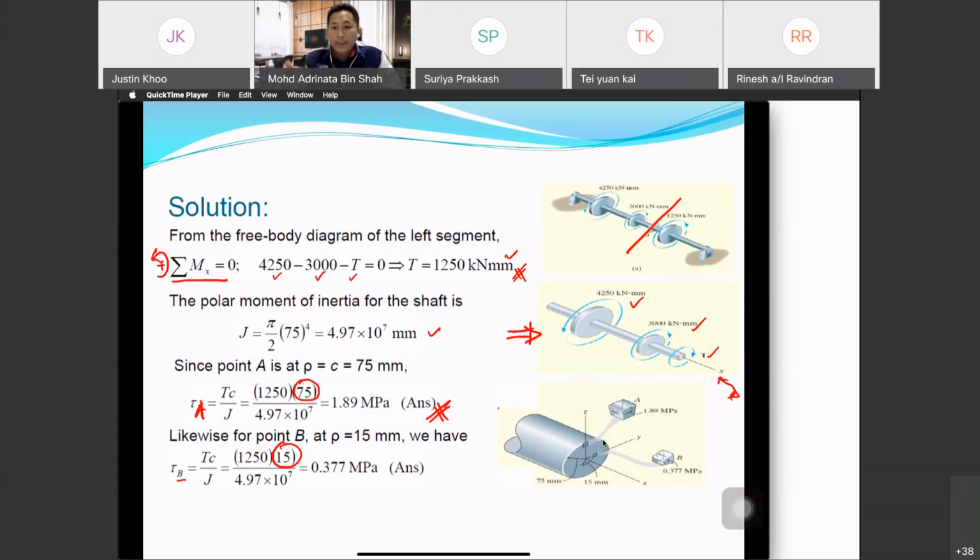As I said before, J uses the maximum radius for the whole beam. So you need to use the maximum, unless it is a hollow beam. Then you need to use the equation for a hollow beam for the polar moment of inertia. Okay, and then calculate your shear stress at B, depending on the 15 mm radius, and then you get your answer. Okay, so that is the example.